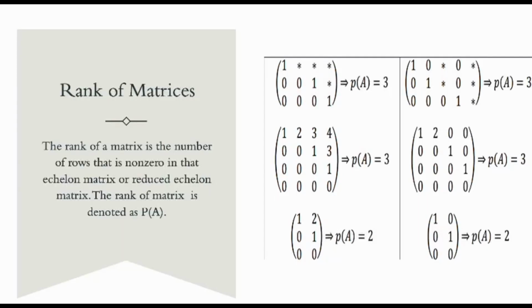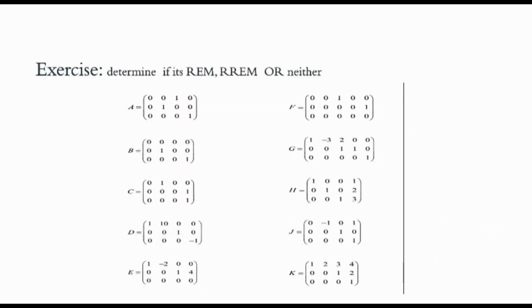Everyone, I'm going to continue with the topic of matrices with some basic exercises to determine what type of matrix it is. In the exercises, we have to determine if it's either a row echelon matrix, reduced row echelon matrix, or neither. So we're going to check an example for every one of those in these matrices.